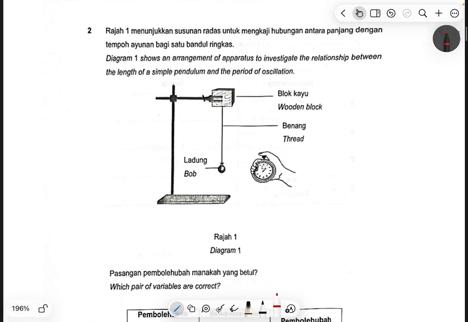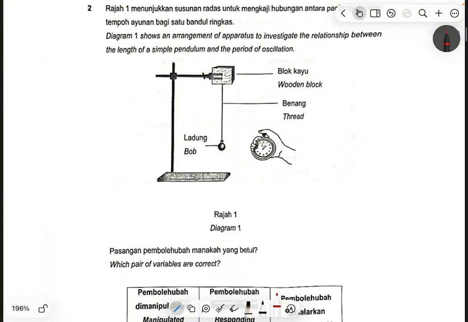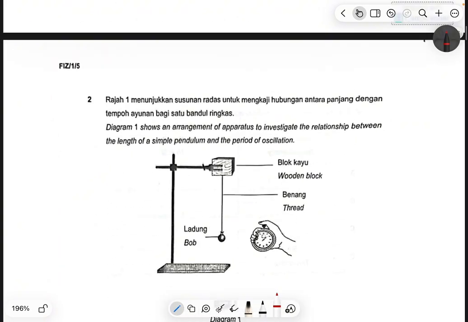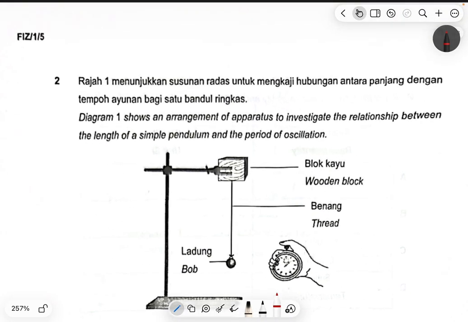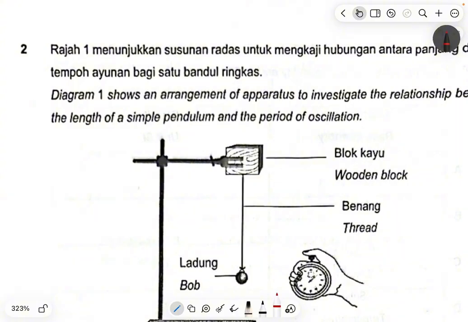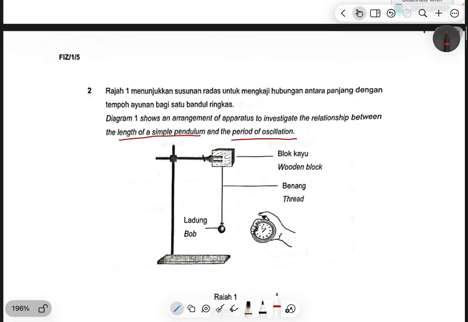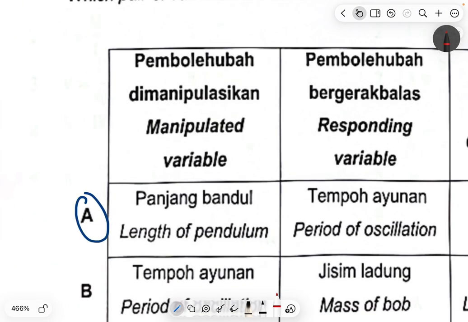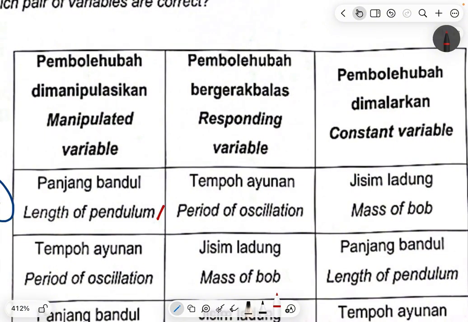Okay, next. Diagram 1 shows an arrangement of apparatus to investigate the relationship between the length of simple pendulum and the period of oscillation. Which pairs of variables are correct? So they want to investigate the relationship between length of simple pendulum and period of oscillation. We already have the answer based on the question itself. The answer is length of pendulum, and responding variable is period of oscillation and mass of bob.